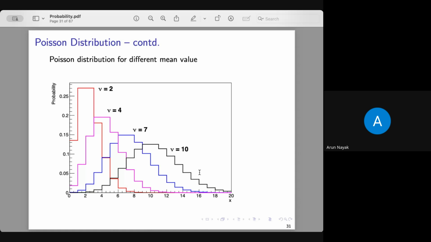Here this shows some of these distributions with different values of nu.